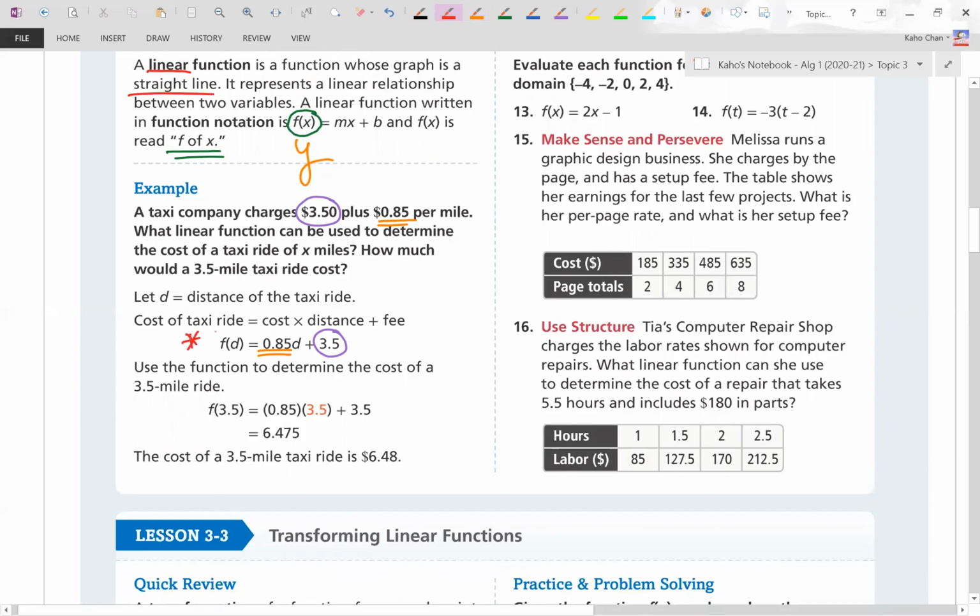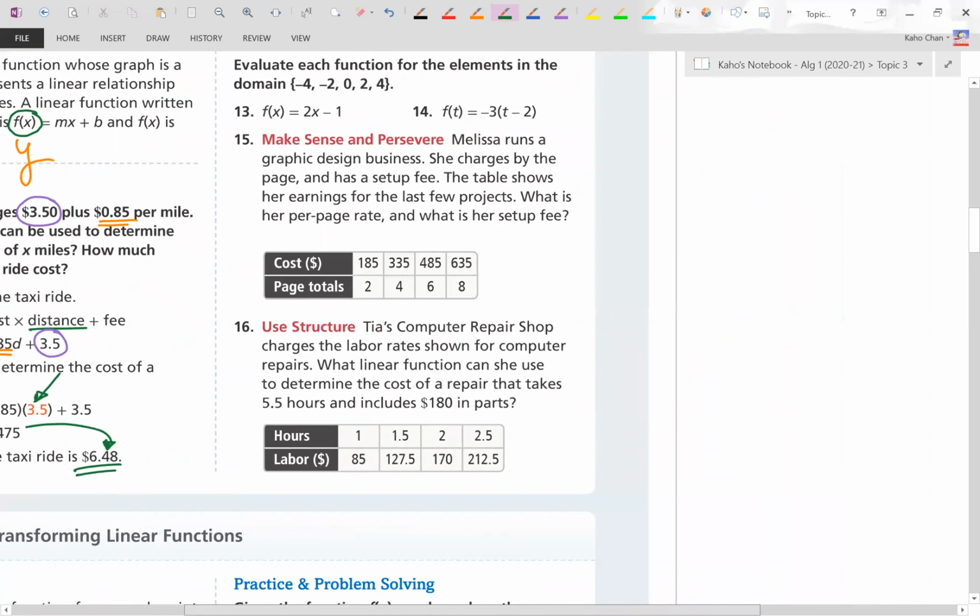Question, how much would a 3.5 mile taxi ride cost? 3.5 is referring to the actual distance, and that goes in right there. Do a little calculation. Looks like it's going to be $6.48 rounded to the nearest penny. All right, that's pretty easy.